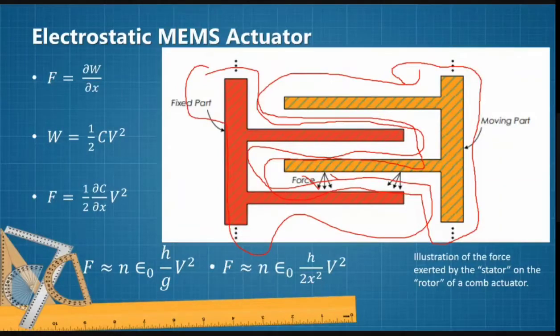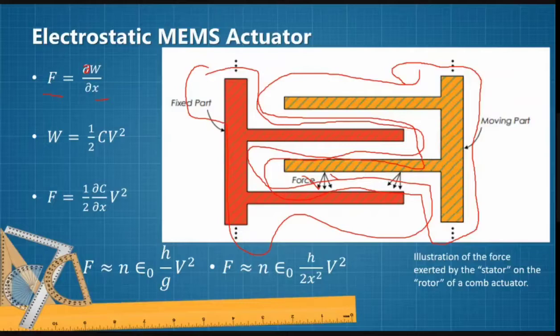The value of the exerted force can be calculated as in any mechanical system by varying the energy stored in the system with the displacement caused by the force: F equals delta W divided by delta X, where X is the direction in which the comb is free to move.